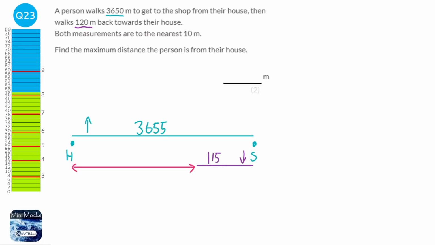Okay, so to find the maximum distance the person is from their house, we're just going to do 3,655 take away 115, which will equal 3,540.